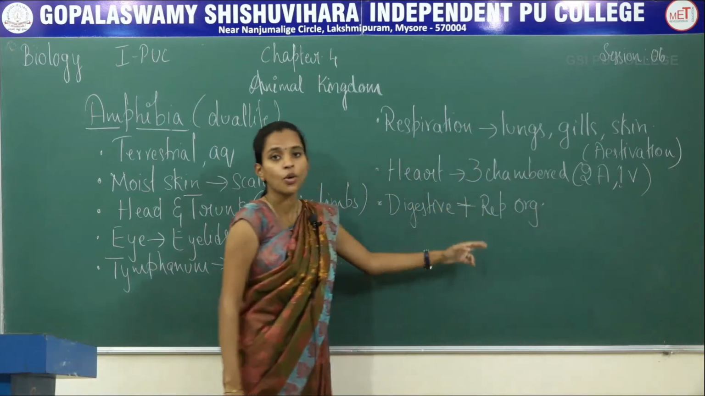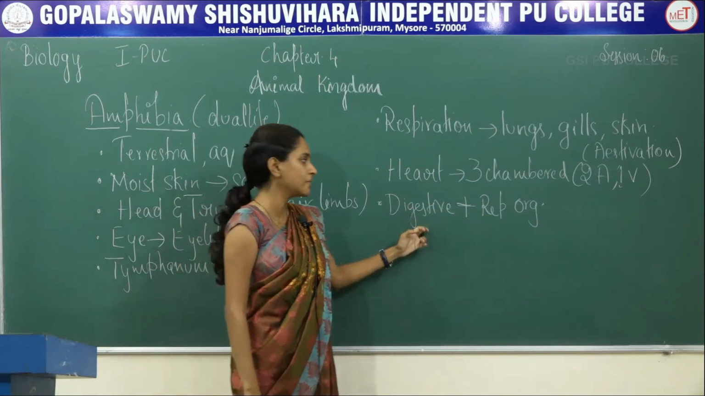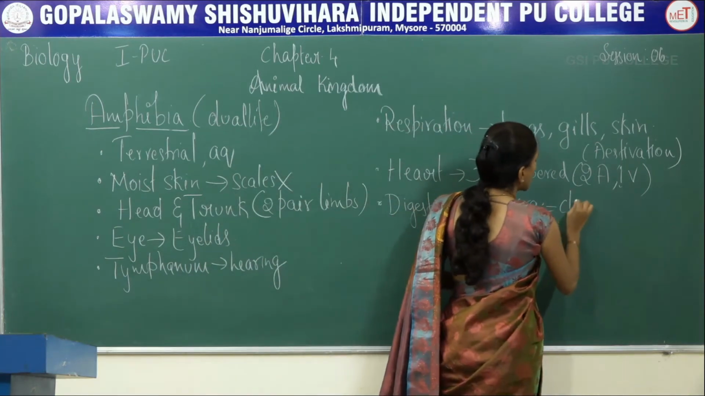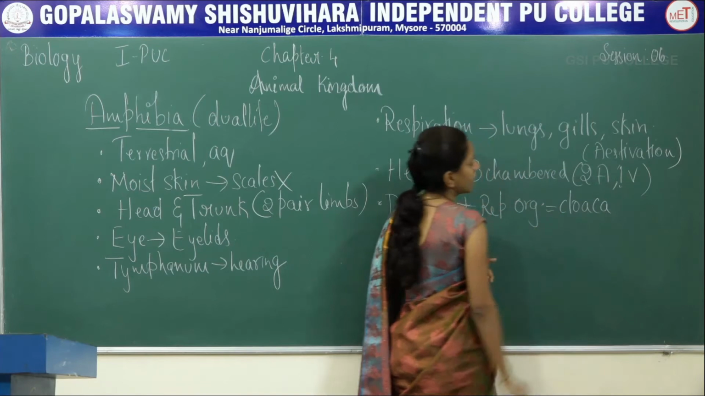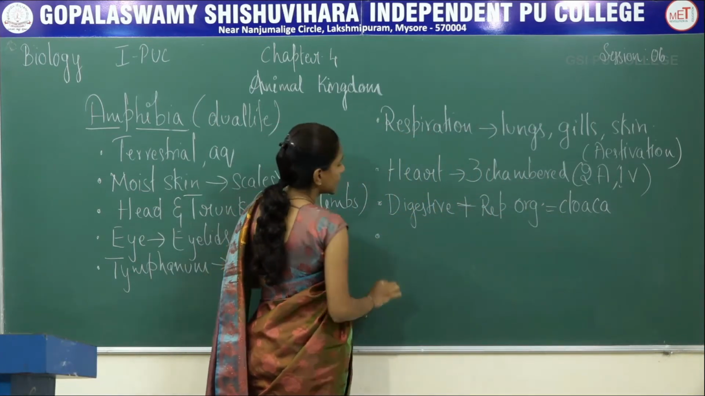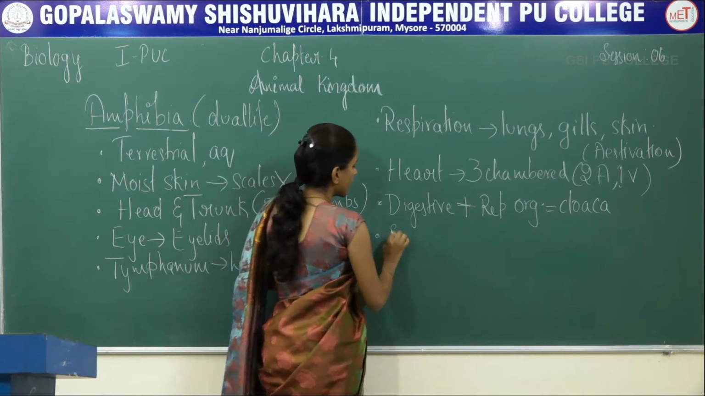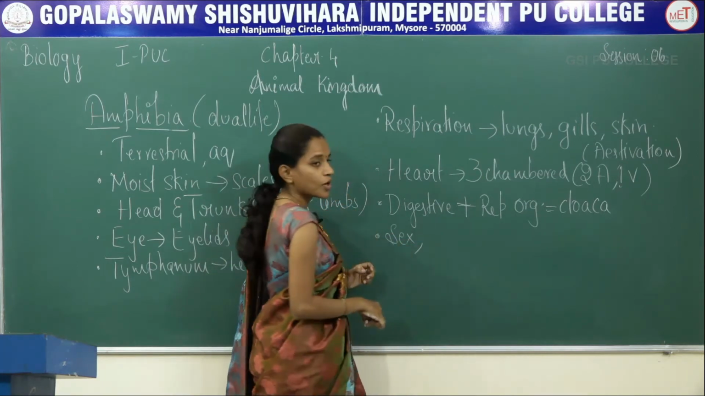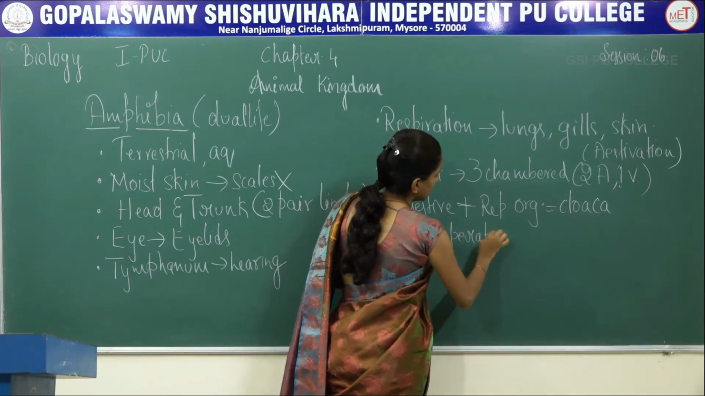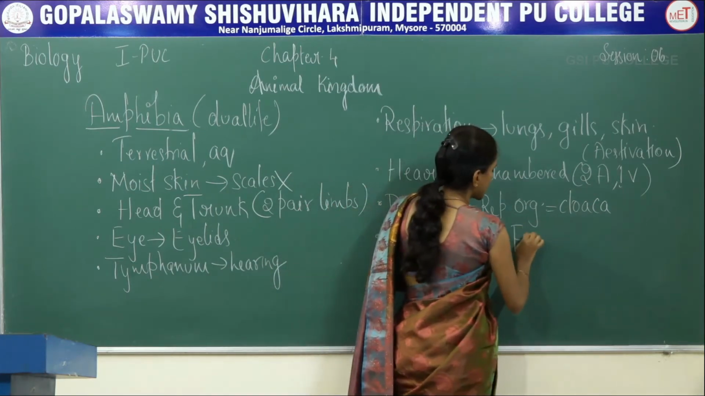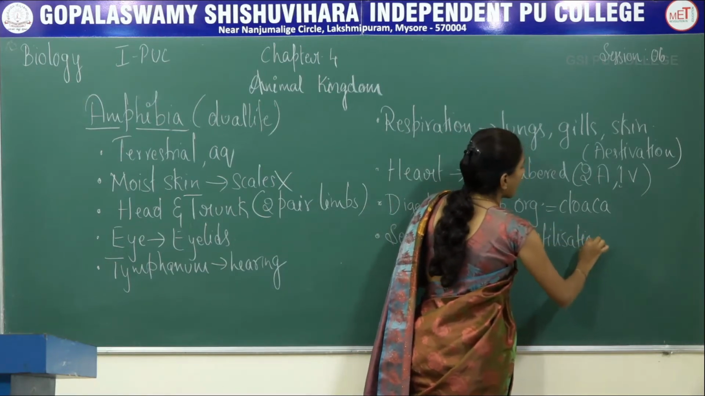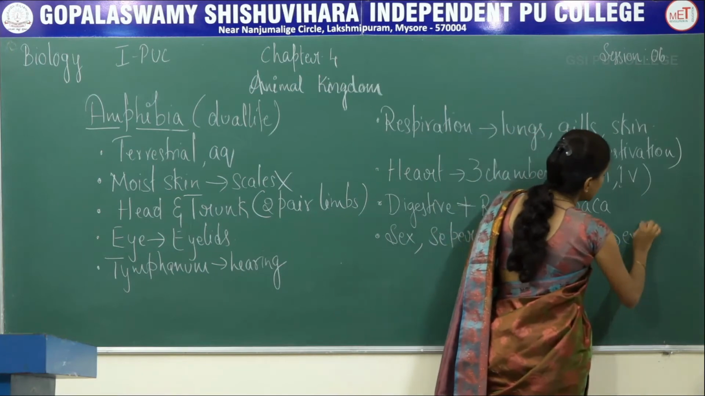Both the reproductive organ as well as digestive or alimentary canal opens to a common opening which is called cloaca. That is termed cloaca. Next character is regarding their reproduction. So they undergo sexual reproduction. Sexes are separate. Their fertilization is external.